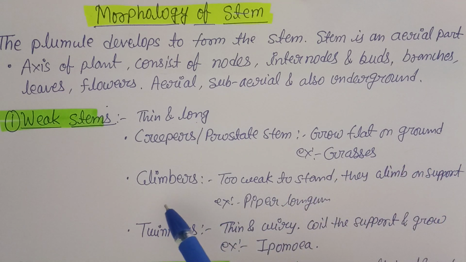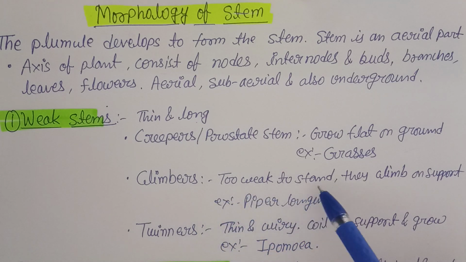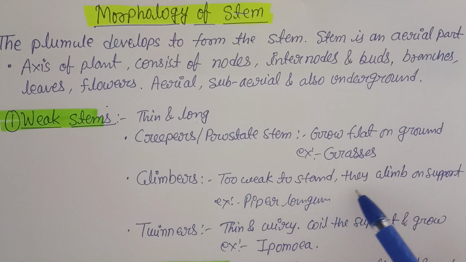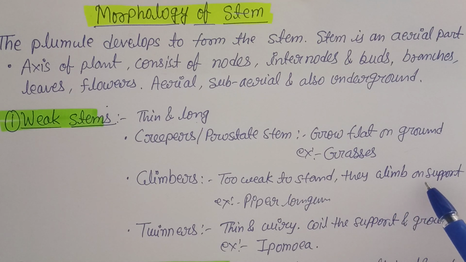The second type of weak stem is climbers. As the name indicates, they are going to climb. They are too weak to stand by their own. They climb on a support. We have to give the support, like for bitter gourd, watermelon, and muskmelon. They need support. For example, here we can write Piper longum. This is one of the examples.